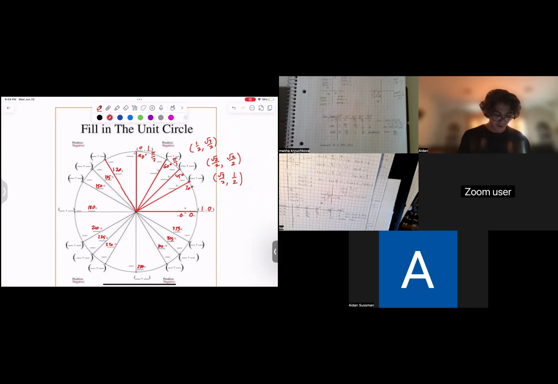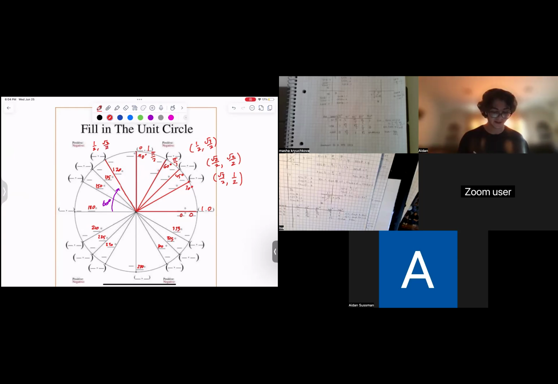Here is what we need to know about all of these other quadrants. Guess what? 120 degrees, find the reference angle. I'll do this first one. The reference angle is 60 degrees. Well, guess what? Whatever the reference angle is, that's your answer for this right here. It's the exact same. It's 1/2 and square root of 3 over 2.